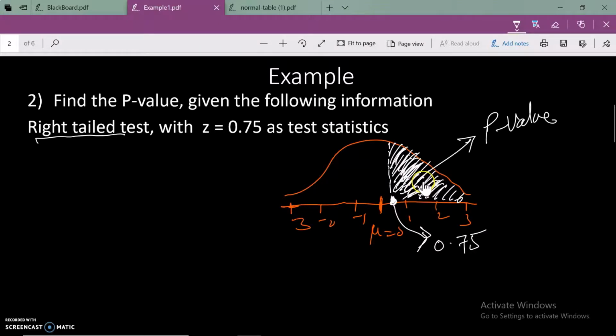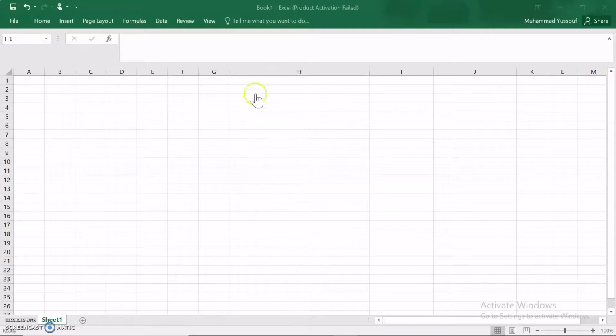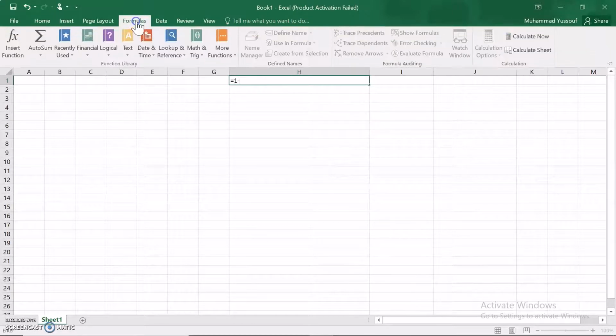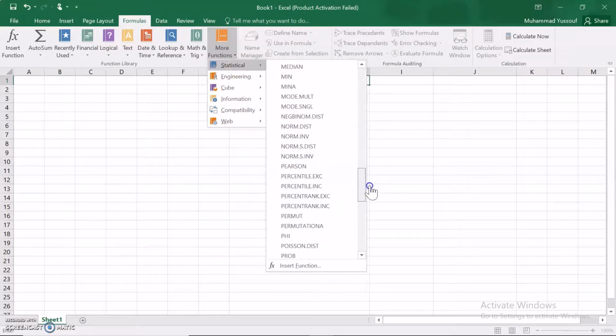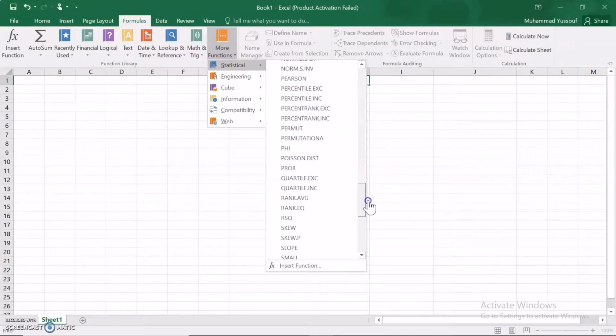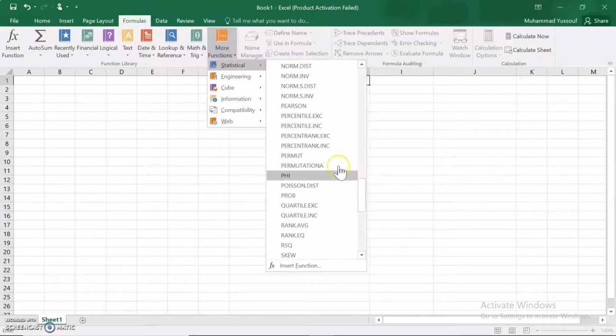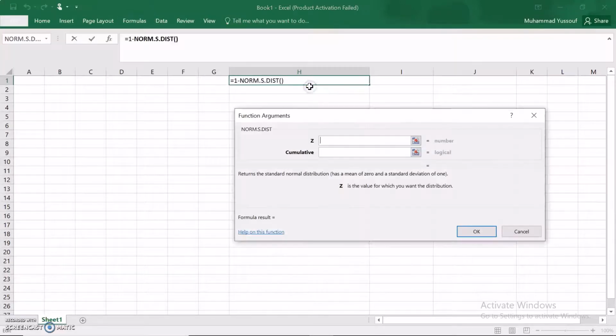Let's go to Excel. So I'm already in Excel. I insert the formula here. Before I enter this one, I have to do a smart trick: the equal sign, then 1 minus. Now I enter the formula: Formulas, More Functions, Statistical, and I have NORM.S.DIST. This is the function, and now we enter the value.